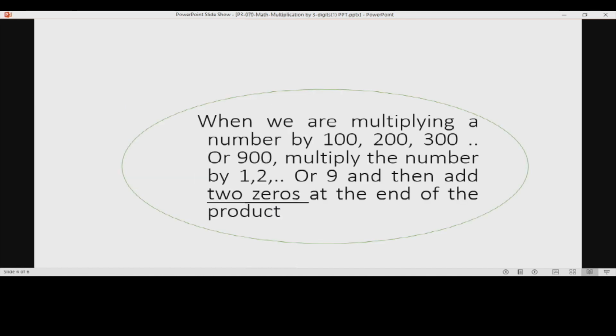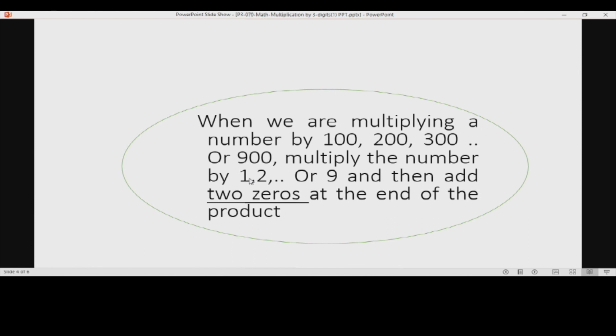When we are multiplying a number by 100, 200, 300, all the way up to 900, just multiply by the digit. If it's 100, just multiply by 1.